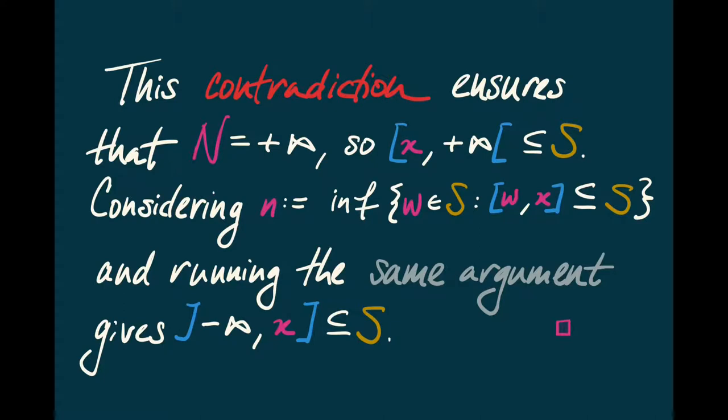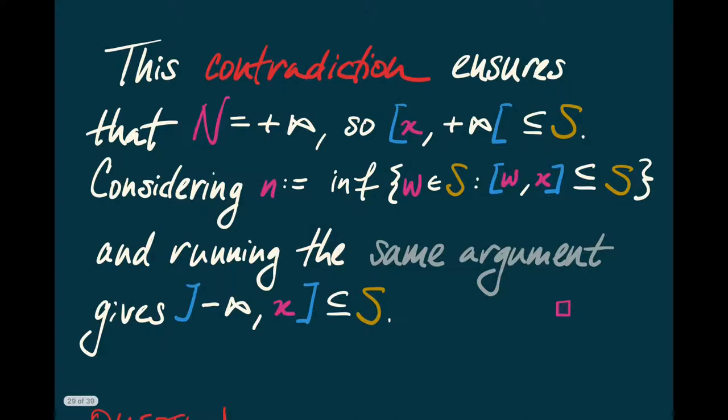Yes, this contradiction ensures that in fact n must be plus infinity, so that means this entire ray sits inside our S. And now we can run the argument on the other side by considering the infimum of those w such that the closed interval from w to x is contained in S, and the same argument will give us that this ray here also lives inside S. And that completes the proof.